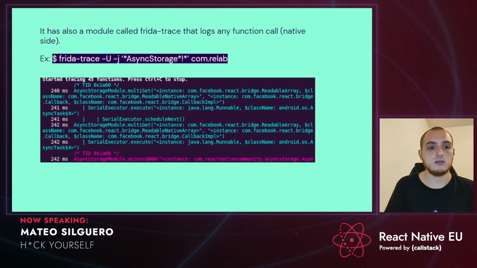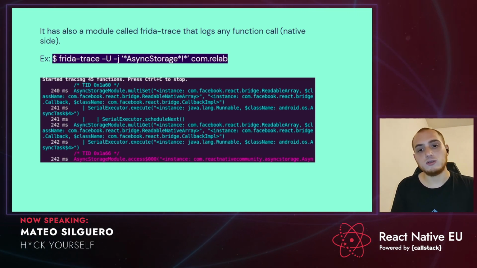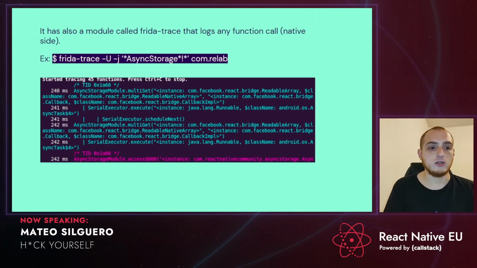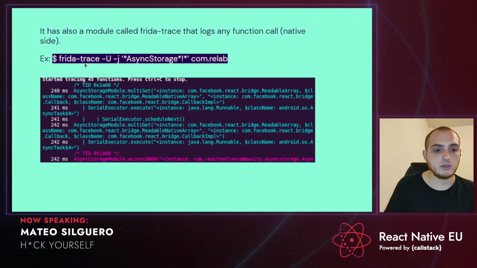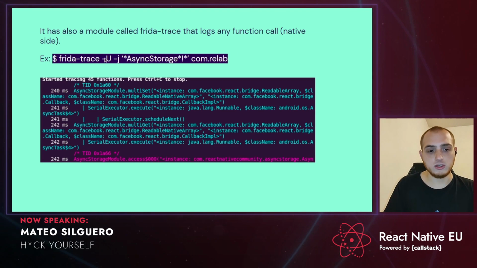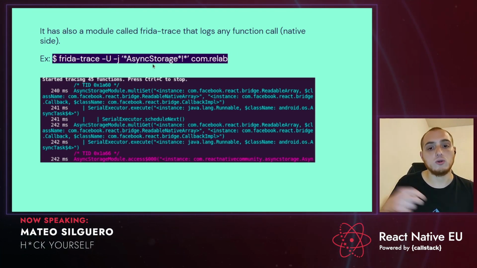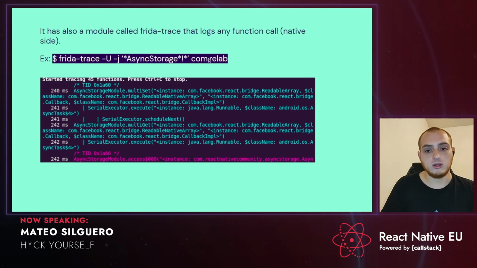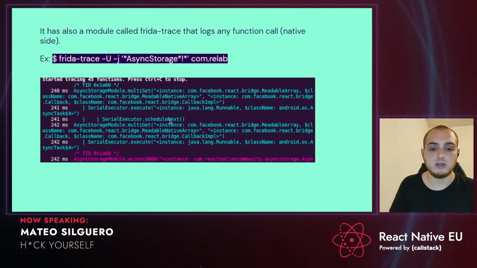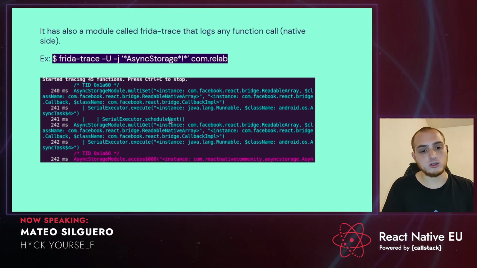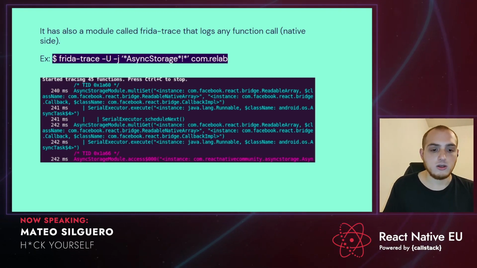Frida also has a module called Frida Trace that logs any function call on the native side. For example, we could run this command, frida-trace. This is a regular expression of what we want to log, and this is the package name. This is an example of what we are logging. For example, multiset and multiget methods of the async storage module are logged to the terminal.